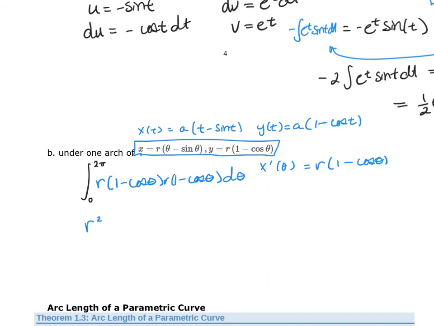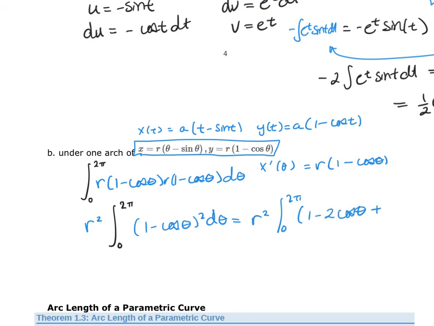So I have r squared. I'm just going to pull that out because it is just a constant. And then what I end up with is 1 minus the cosine of theta, the quantity squared, d theta. Because it's going to be easier to integrate using regular integration rules, I'm going to go ahead and expand this out. So I have r squared, the integral from 0 to 2 pi, and when I multiply this out, I'm going to get 1 minus 2 cosine of theta plus the cosine squared of theta, d theta.